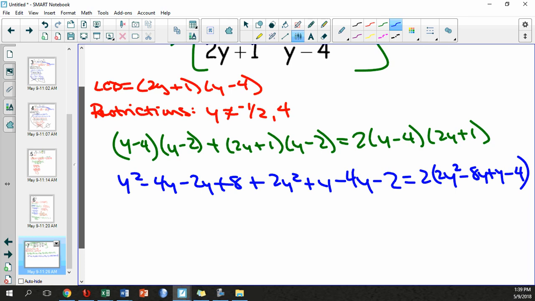Okay? Distribute, combine like terms, and solve, setting everything equal to 0.